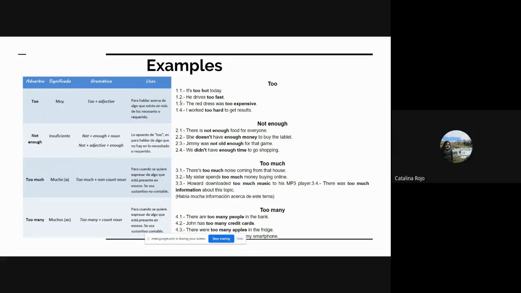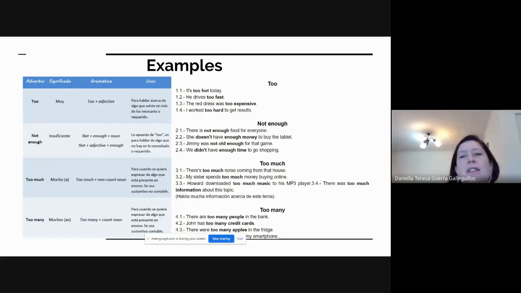Too, significado. Muy. Too significa muy. La gramática es too más el adjective. Se usa para hablar acerca de algo que existe más de lo necesario o requerido. Por ejemplo, it's too hot today. He drives too fast. The red dress was too expensive. I worked too hard to get results. Very good. Excellent, Catalina.